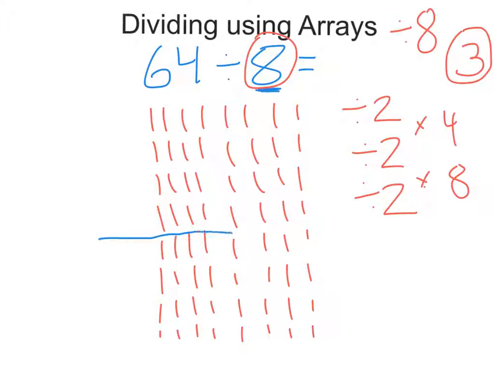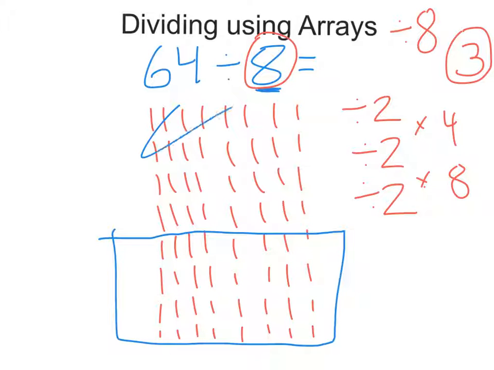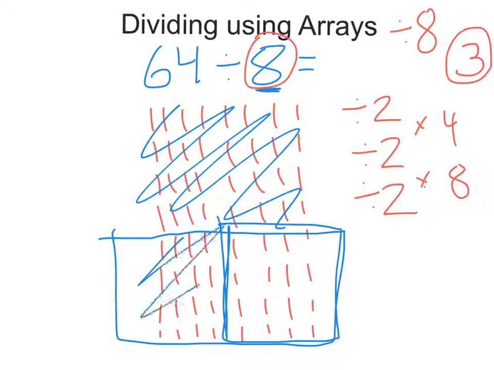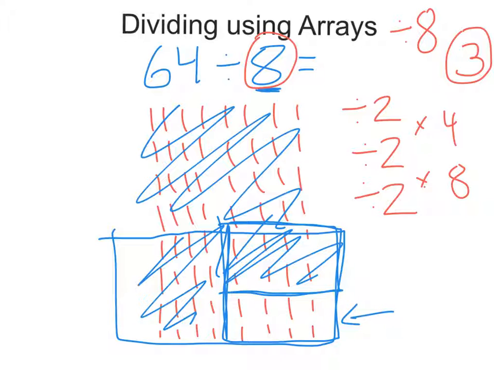I'm going to cut it once like that, and that's what I'm left with, and I can ignore up here. I'm going to cut it in half a second time right down the middle there, so I'm left with this here. Ignore that. And I'm going to cut it in half a third time, ignore that, and I'm left with this section. So I have 8. So 64 divided by 8 equals 8.